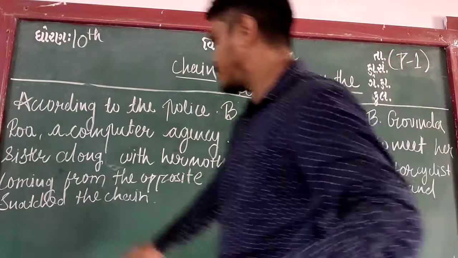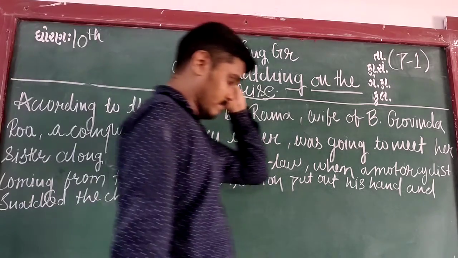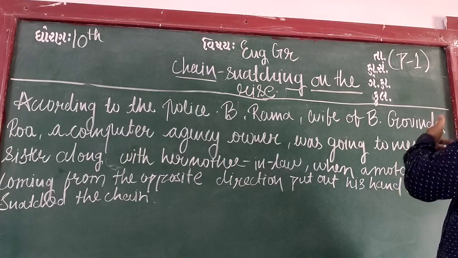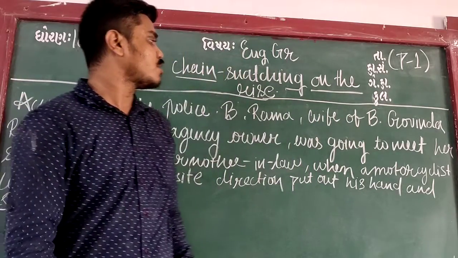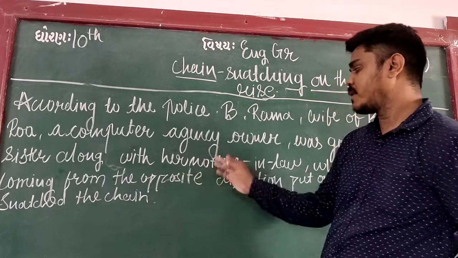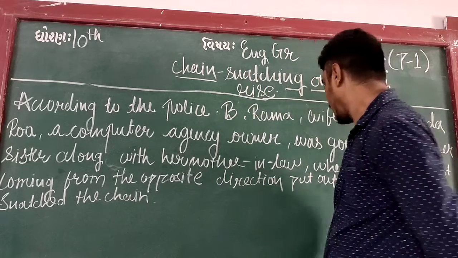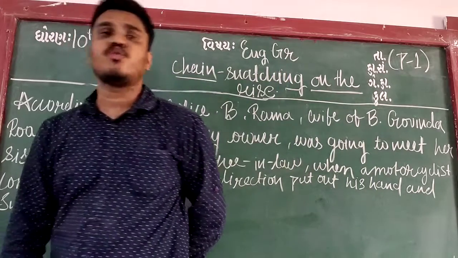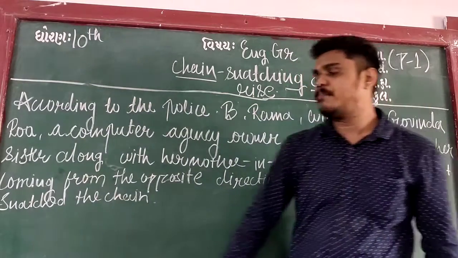According to the police, B. Rama, wife of B. Govind Rao, a computer agency owner, was going to meet her sister along with her mother-in-law. When a bike came from the opposite direction, the rider hooked out his hand and snatched the chain. See here, the story is introduced in this para, that is called the main body.